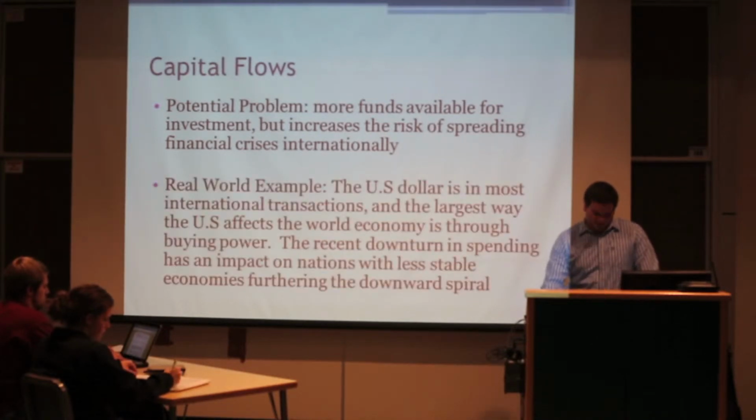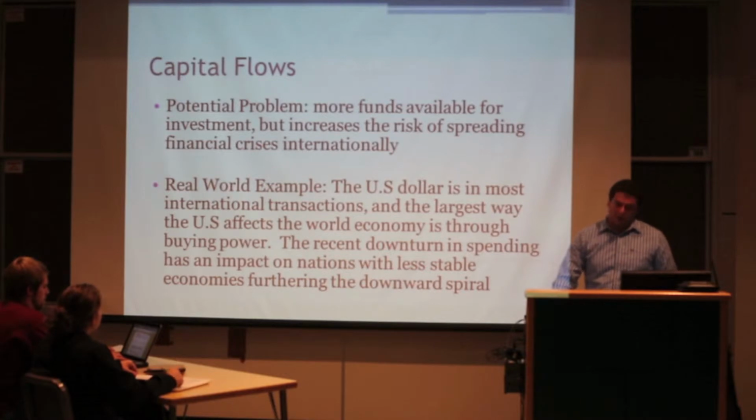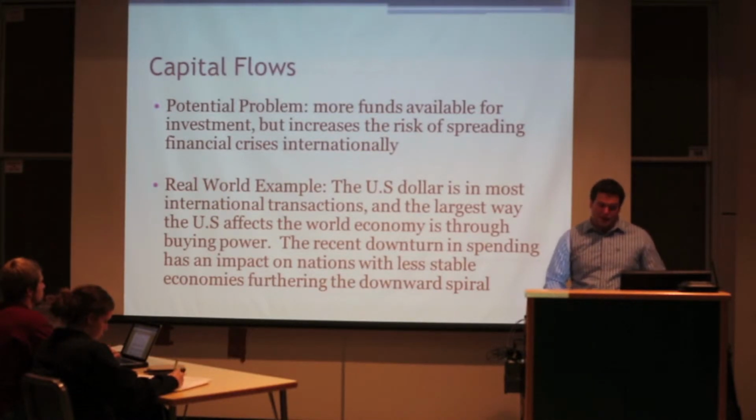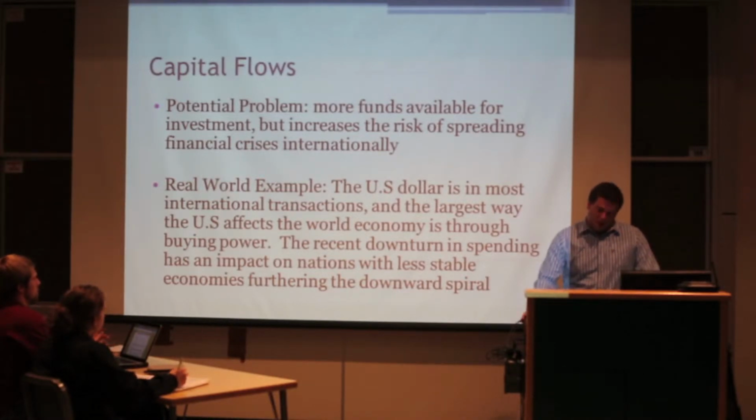An example of this is the US dollar. The US dollar is used in most international transactions, meaning that anything that happens in the US economy will affect international finances. And the largest way the U.S. affects the world economy is through buying power. The recent downturn in spending has an impact on nations with less stable economies because they would be less capable of buying American exports, furthering the downward spiral.